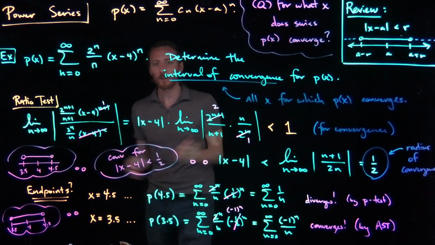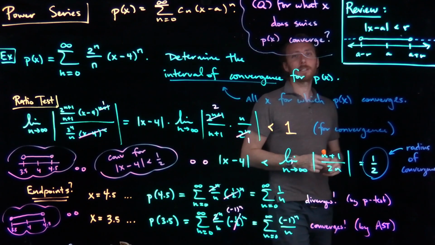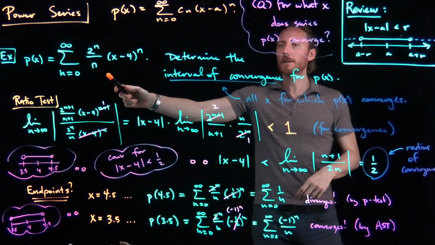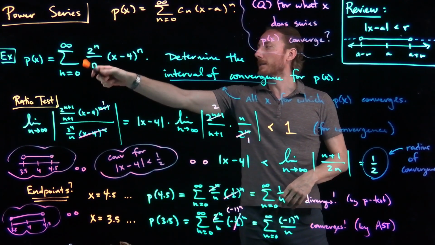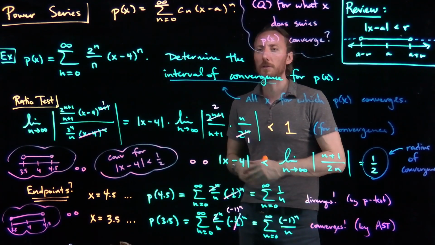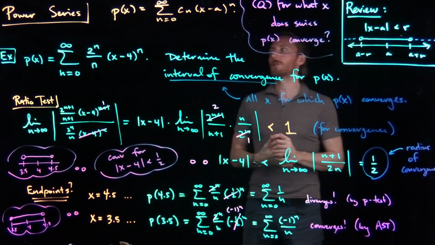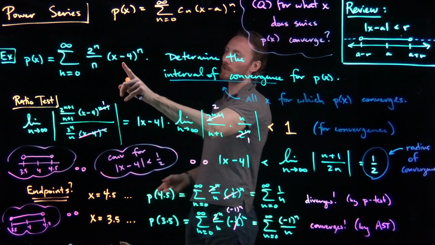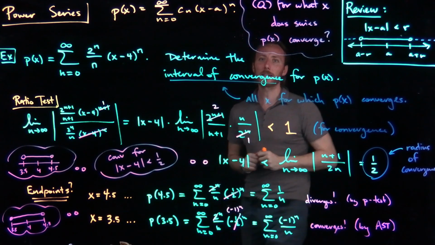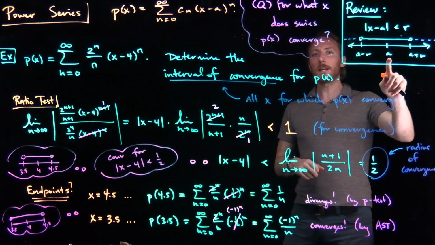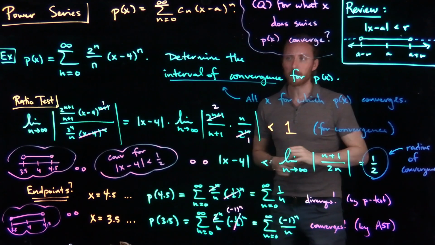As you can see, my goodness, there's a lot written here, but let's just take it step by step. So here is our power series of interest. We've got the sum from n equals 0 to infinity of 2 to the n over n, times (x minus 4) to the n. So we can see straight away that the center of our power series is going to be x equals 4. So we know that our interval of convergence is going to be centered around x equals 4.